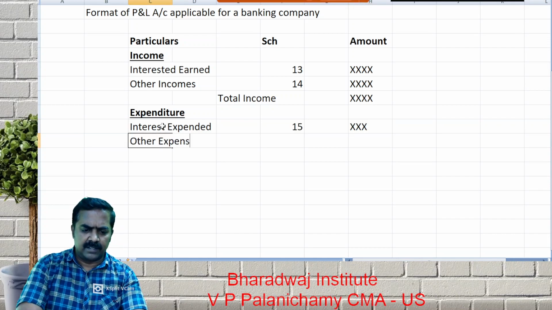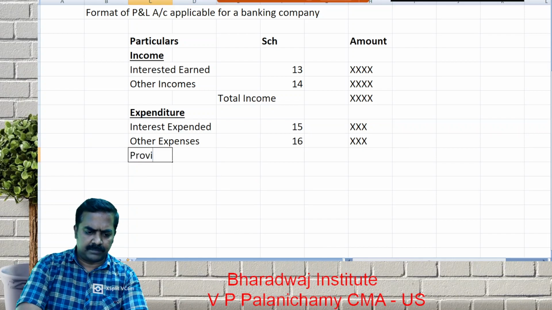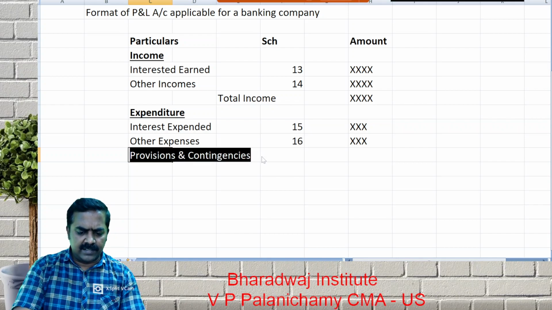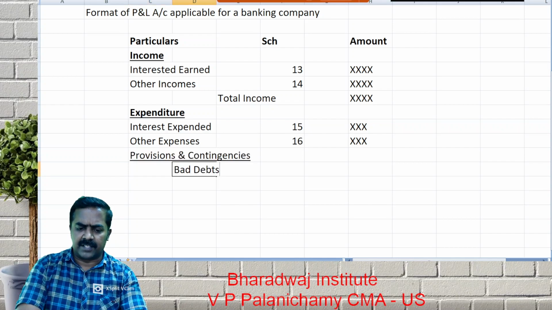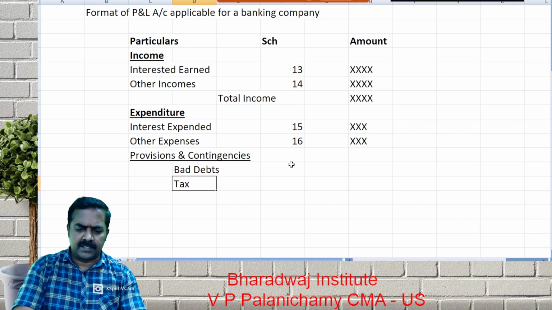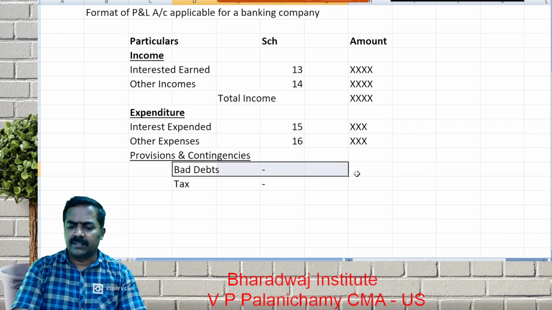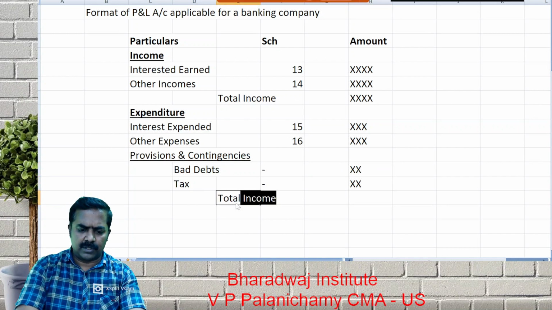Other expenses. It's not operating expenses. It is called any other expenses. It will come in schedule 16. Then provisions and contingencies. All these things determine the fate of the banking company. Provision for bad debts and provision for tax do not have any schedule. They must be shown as a separate line item in the P&L account itself. This will give us total expenses.